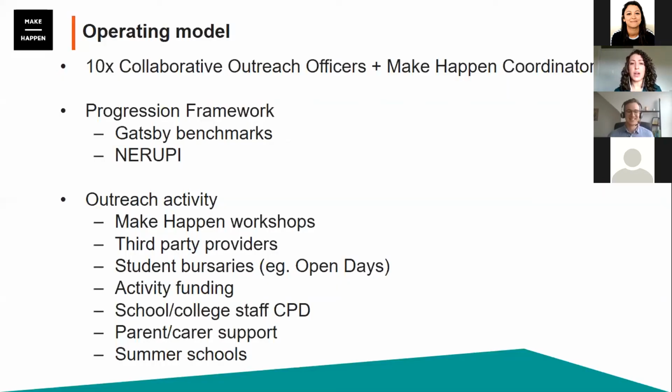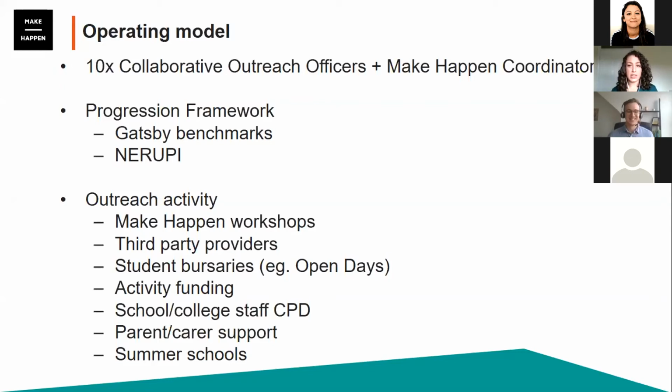In terms of our normal working model, we have 10 outreach officers who work across the county, and within each school or college, we have a coordinator that we work with to plan a progressive set of events and activities for their students to follow throughout the year. So our progression framework incorporates Gatsby and the New framework as well.